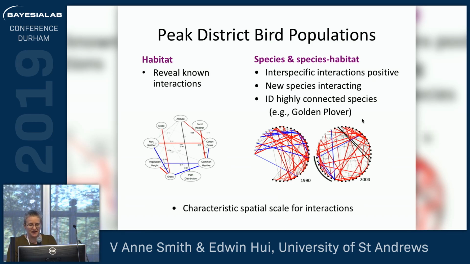We found a particularly highly connected species, which was the golden plover, which is of interest. And also we looked at the spatial scale for interactions, and it turned out that raptors tended to interact with other species more on the larger spatial scales.